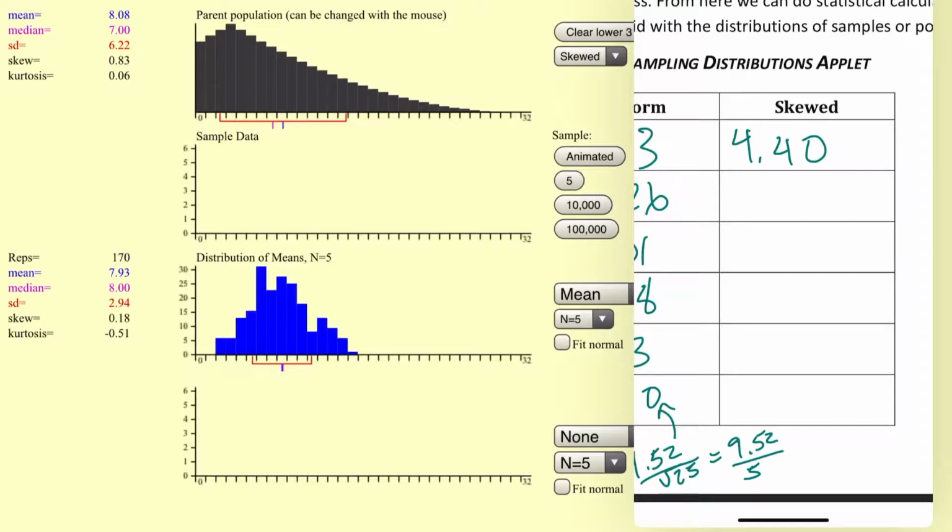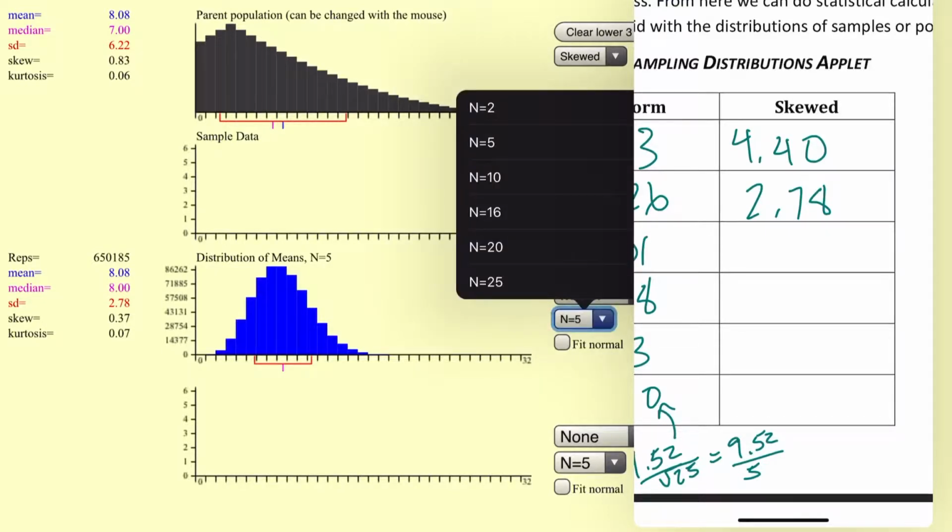But is it going to be normal? Nope, not normal. Still a bit of a skew, but not as much as it was before. So now we're at 2.78, which would be if I take 6.22 divided by the square root of 5, I would get about 2.78.